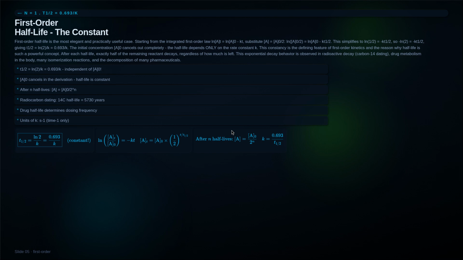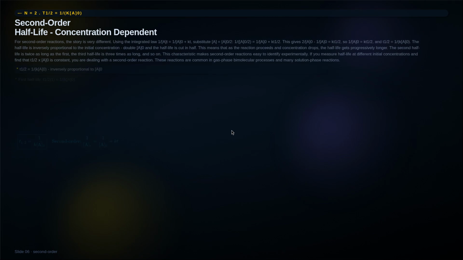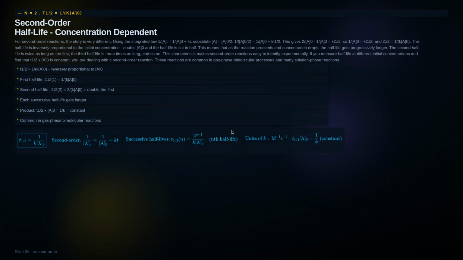After each half-life, exactly half of the remaining reactant decays, regardless of how much is left. This exponential decay behavior is observed in radioactive decay, drug metabolism in the body, many isomerization reactions, and the decomposition of many pharmaceuticals. For second-order reactions, the story is very different.